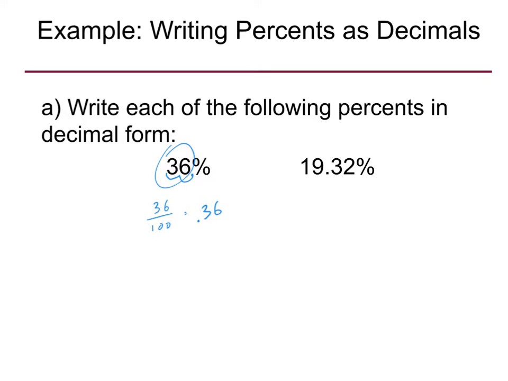Even if we have a decimal already, we're still going to bring that once, twice to the left. And so that 19.32% would be decimal point 1932. I don't typically write the 0 to the left of the decimal point, but you absolutely can if it helps.